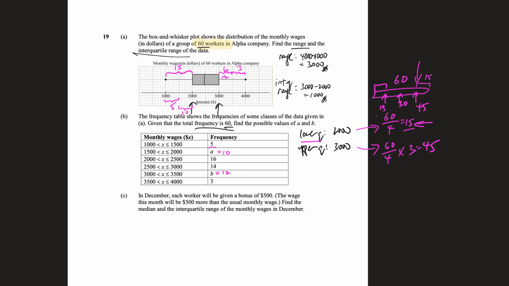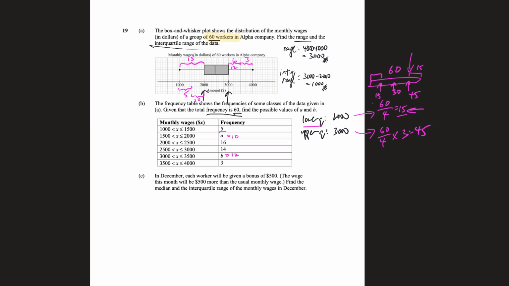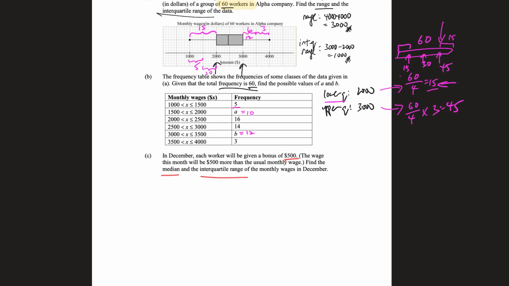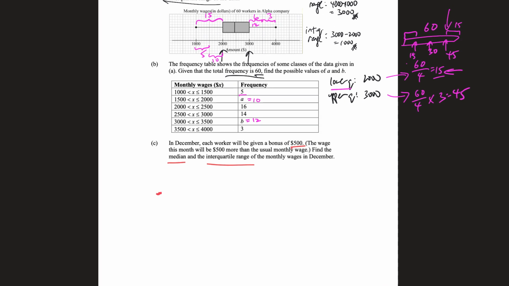Part C: in December, each worker is given a bonus of $500. So everyone gets the same amount of money, which is $500. They ask you to find the median and interquartile range. The easiest way to look at it, I think, is to go back to the box and whisker plot. It's just a rough sketch to prove a point. If everybody gets $500 more, the median is going to move up by $500. The upper quartile also moves up by 500. Everybody moves up by 500.